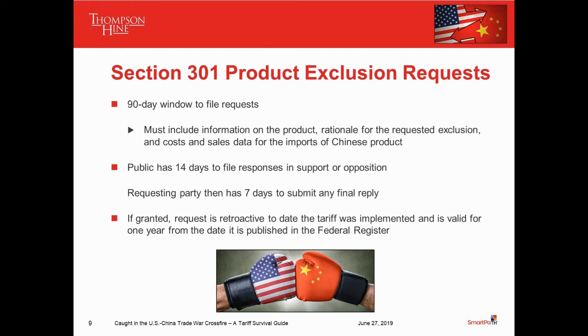Now, if the request is granted, your exclusion is retroactive to the date that the tariffs were first implemented. So, for example, an exclusion granted for list 1 will be retroactive to July 6, 2018, and it would be valid for 1 year from the date the granted exclusion is published in the Federal Register.